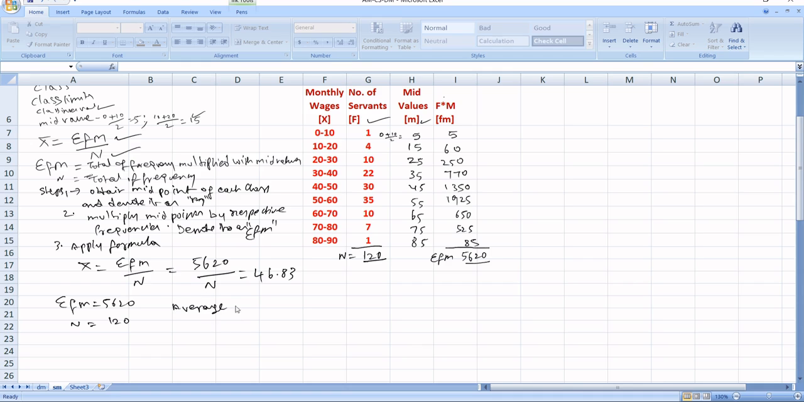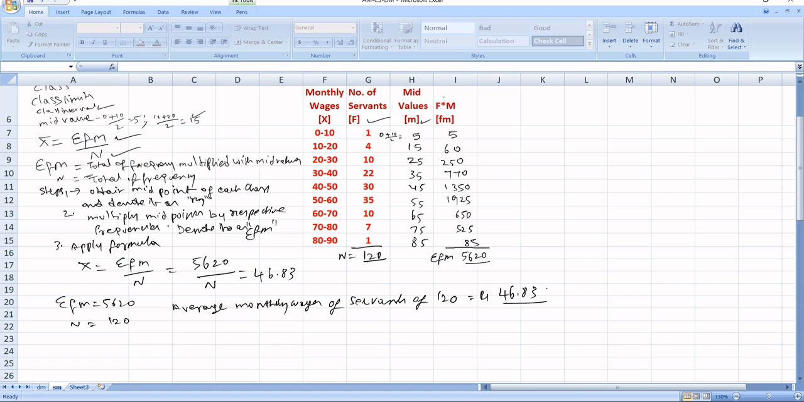So here average monthly wages of servants of 120 is equal to rupees 46.83 paise. That is the answer, my dear students. So it is very easy to find out arithmetic mean in continuous series under direct method. Very simple. So arithmetic mean is equal to summation fm by n, and this is the answer for this problem.